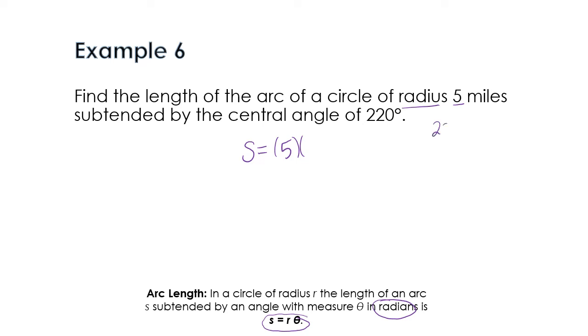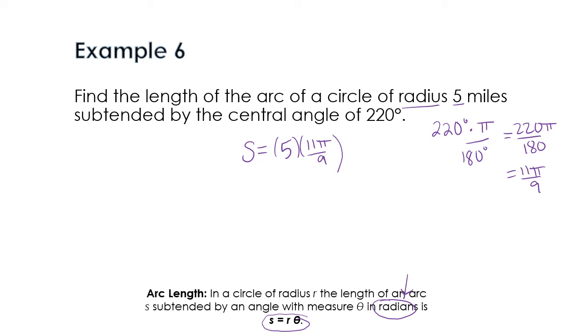Well, they gave me the angle of 120 degrees, but I need it to be in radians, so let's convert it. Times pi over 180 degrees. And that ends up becoming 120 pi over 180, which reduces to 2 pi over 3. So that's where that will go right there.